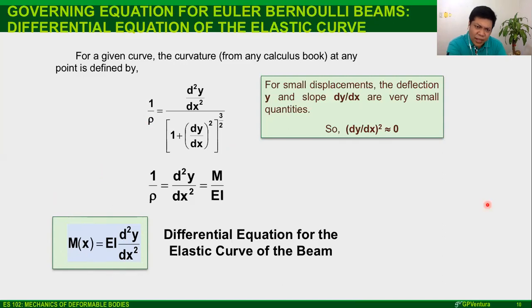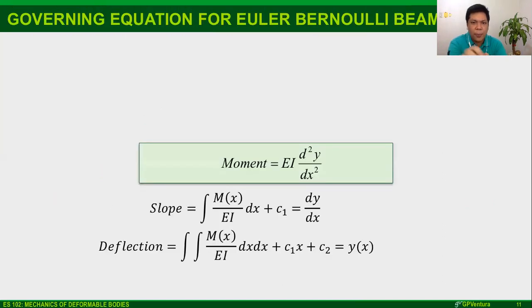Now, let's try to analyze that differential equation. Sabi natin, from the previous slide, moment is just equal to EI d squared y all over dx squared. Now, here is the magic why it's called a double integration method. My first goal is to find the equation of the elastic curve, which is this one over here, which will come from the moment function, which is this one. Kaya siya tinatawag na double integration, okay?